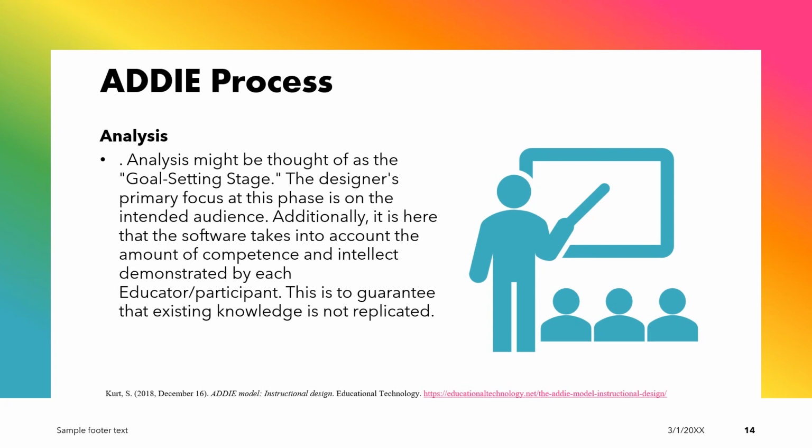So the first step in the ADDIE process is analysis. Analysis might be thought of as a goal-setting stage. The designer's primary focus at this stage is on the intended audience. Additionally, it is here that the designer takes into account the amount of competence and intellect demonstrated by each educator or participant. This kind of guarantees that the software or training being created is not duplicated or replicated, but instead you're getting new knowledge so they can fulfill their job properly.